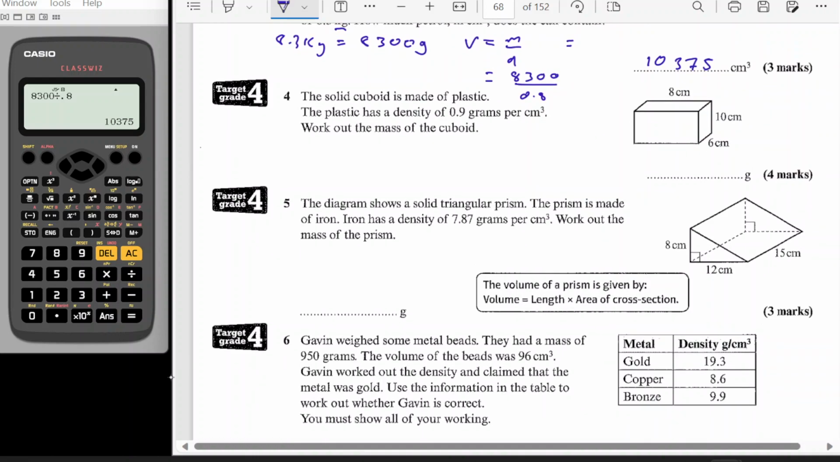Okay, question four. The solid cuboid is made from plastic, so we've got the cuboid here. Plastic has a density of 0.9 grams per centimeter cubed. Work out the mass of the cuboid. Okay, well, mass is going to be equal to volume times density. And the volume then is going to be equal to 8 times 10 times 6, times the density of 0.9. We don't really need the brackets, so 8 times 10 times 6 times 0.9 gives us a mass of 432.